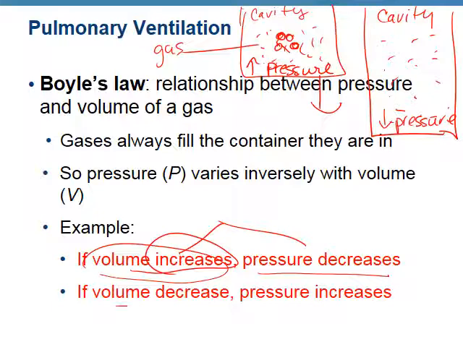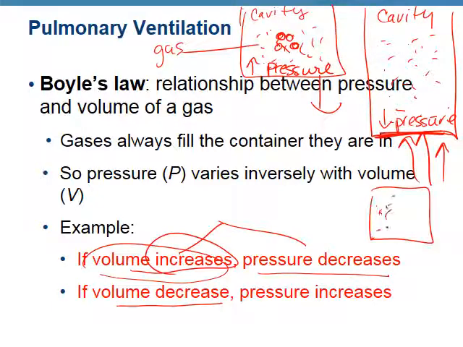So it's the opposite if you decrease the volume. What happens if I push this floor back up? I had all these gas molecules, and now I've pushed the floor up. I'm going to confine all those gas molecules in a much smaller space. So I've decreased the volume. What happens to the pressure inside? The pressure is going to increase.